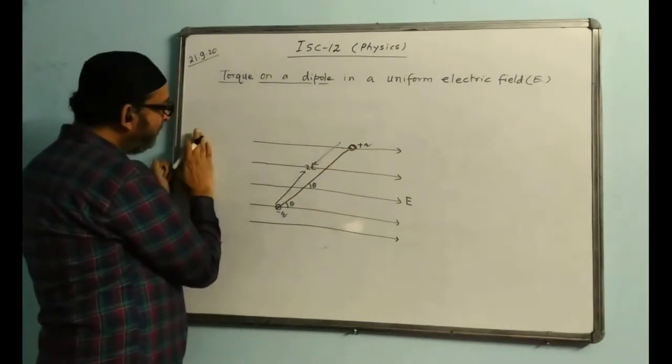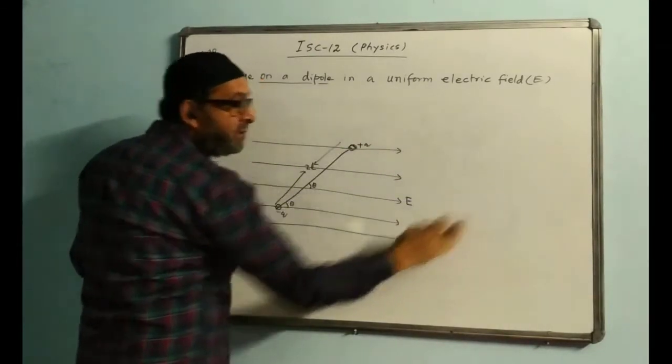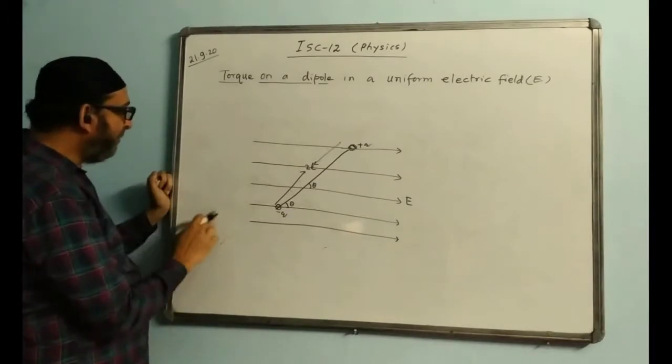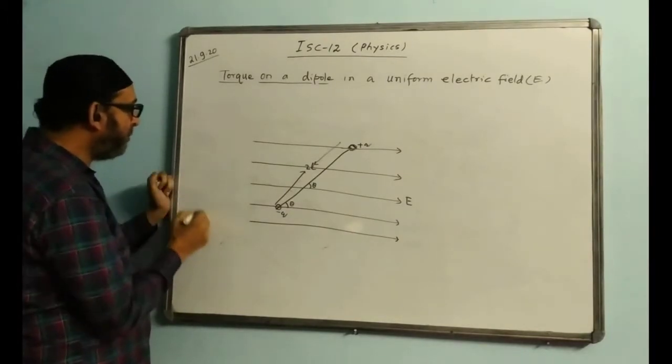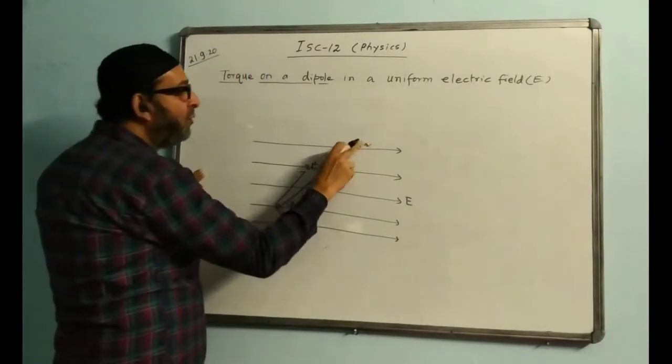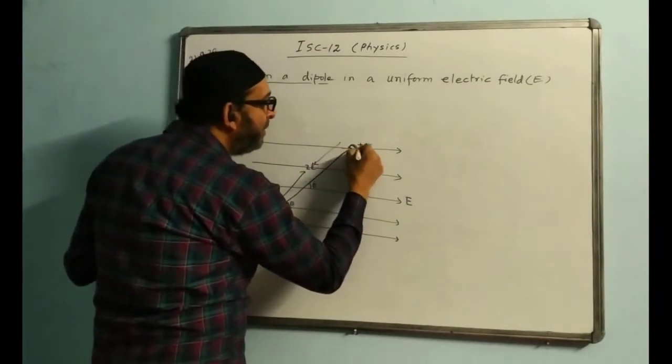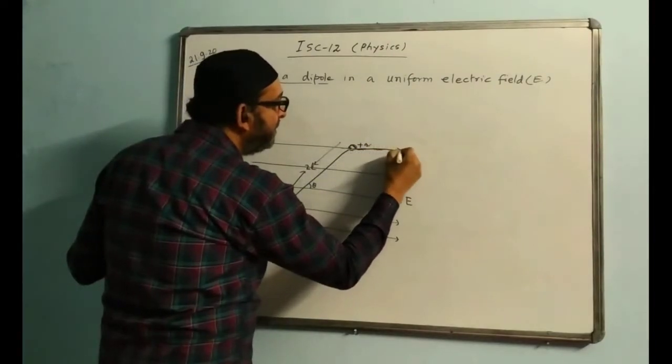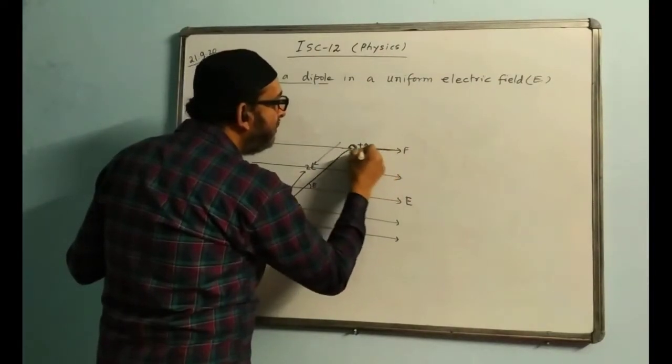The reason is that field lines start from positive and go towards the negative. This side is positive and this side is negative. Positive and positive, what will happen? Repulsion will take place. The repulsive force will act like this.